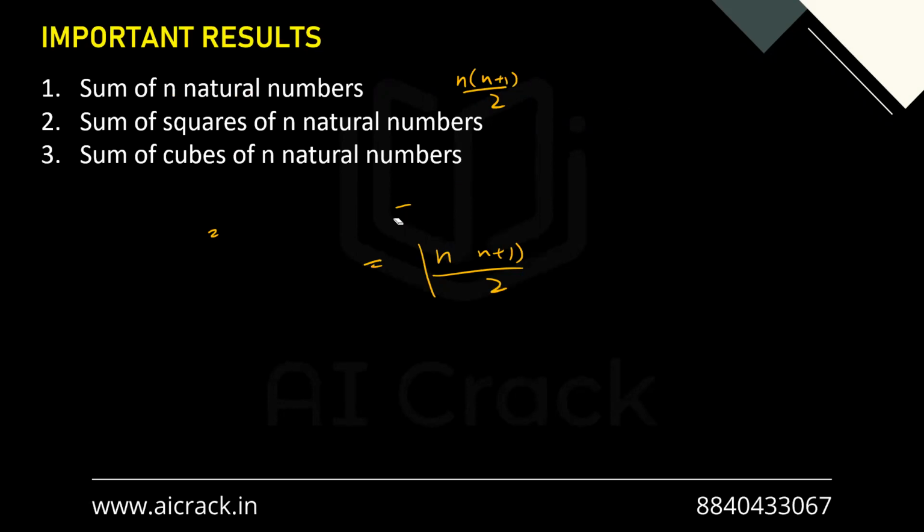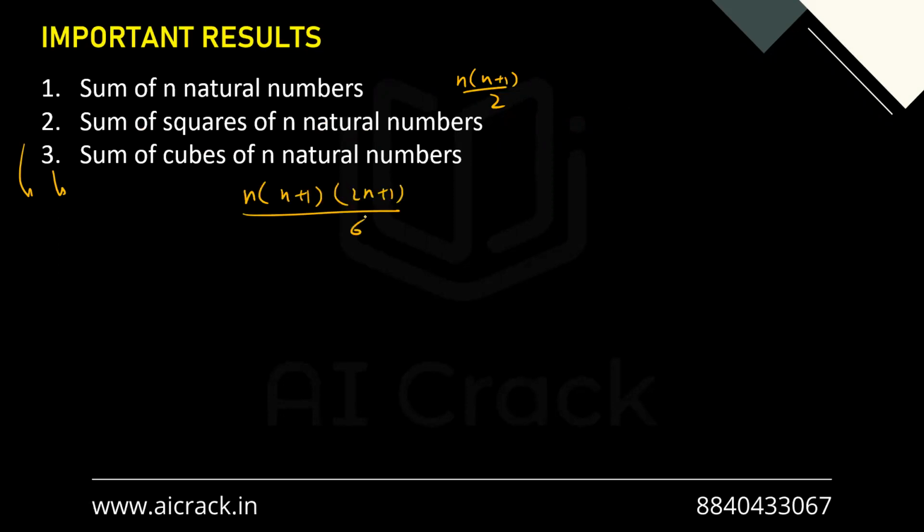Now, although these two are not APs, we'll be remembering the formulas for the same. So for sum of n natural numbers, that would be n times (n plus 1) by 2. For sum of squares of n natural numbers, that would be n times (n plus 1) times (2n plus 1) divided by 6. We have to remember this.